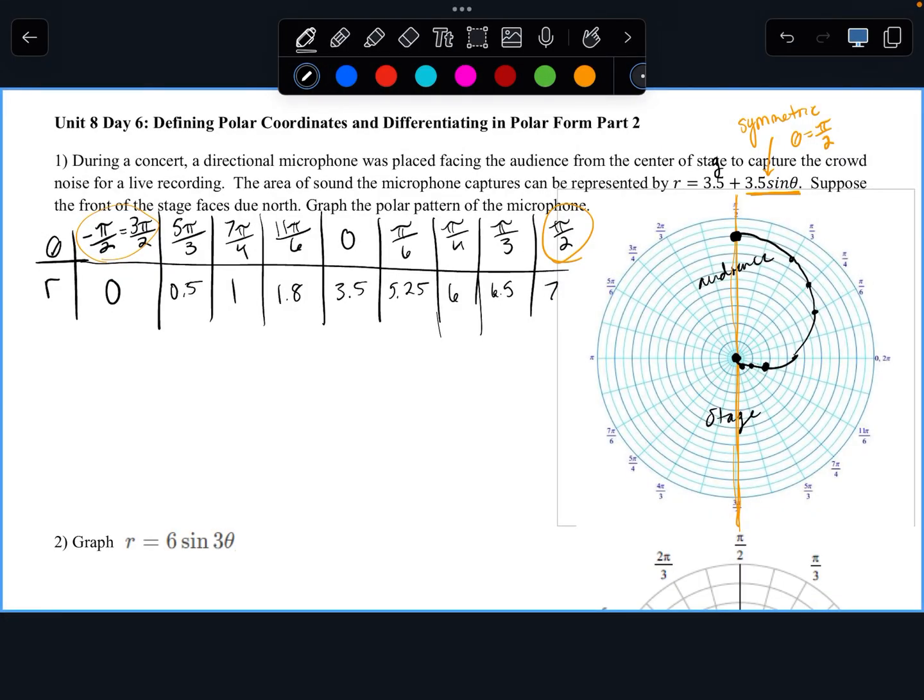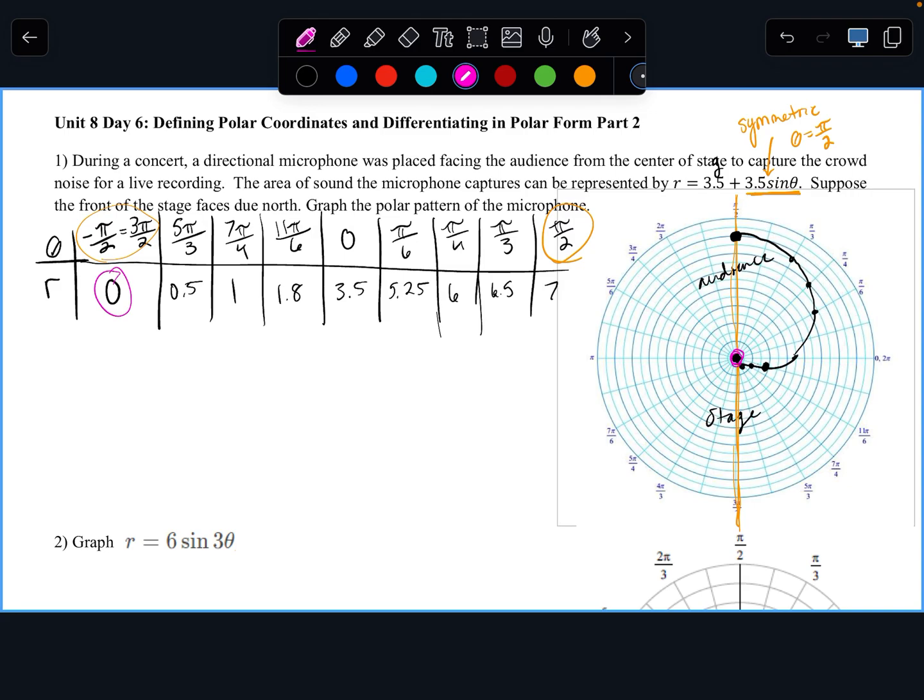So you're kind of brute plugging it in, right? When you plug in 3 pi over 2 or negative pi over 2, you're going to get 0. So this is your starting point, right? You're starting right here when you start using that symmetry. Then as you do 5 pi over 3, you're going out just a little bit. As you go towards 0, you're going out a little bit further.